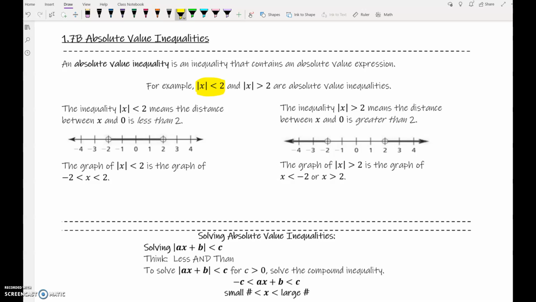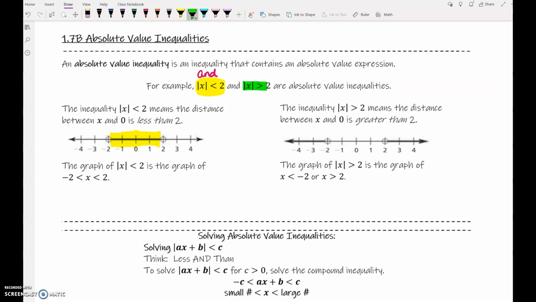So if you think about the number line, if you're at 0, the places where you can be less than 2 units away from 0 are from 0 out to 2 and stopping at 2. So absolute value less than creates that inequality that's shaded in the middle. We call that an and inequality. So absolute value less than creates and inequalities.